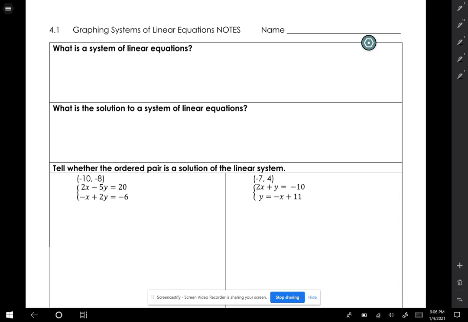Hello, class. Today we are going to go over section 4.1, graphing systems of linear equations.